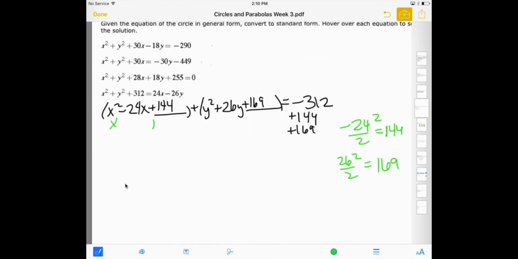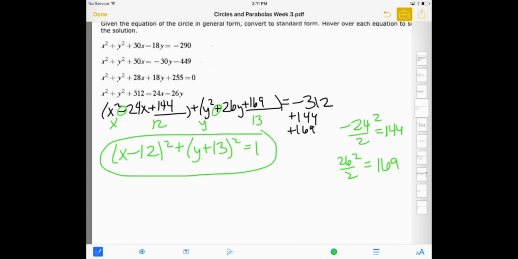Now I'm going to factor this down. Hopefully you're catching on to what I'm doing. So x, it's a minus sign, and then 12 times 12 is 144, so (x minus 12) squared, and then (y plus 13) squared. You probably learned this a different way in Algebra 1, but this is just a strategy that I use, so it's up to you how you want to factor it. Hopefully this helps. If not, just keep using the method that you've been using and you'll be fine. So now I'm just calculating negative 312 plus 144 plus 169, and we end up with just 1.